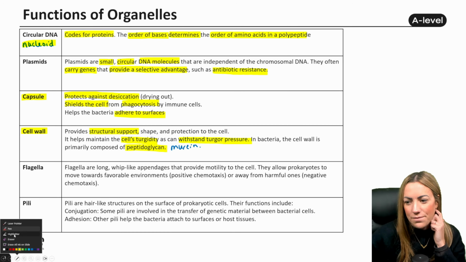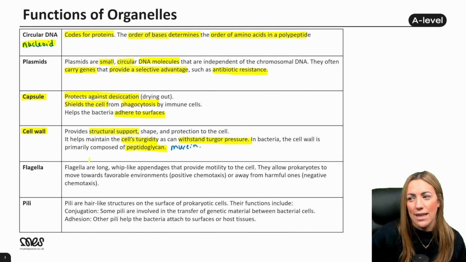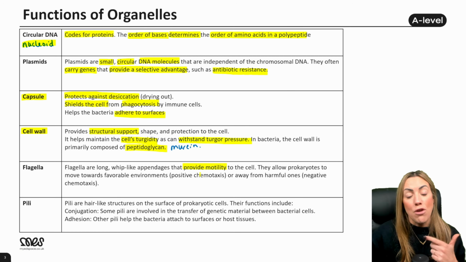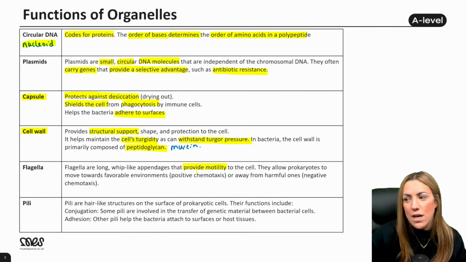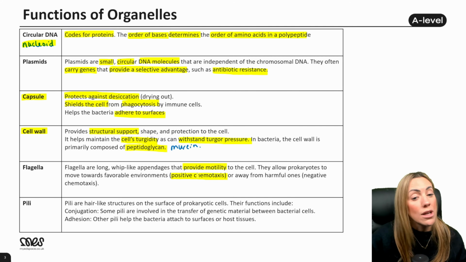Let's move on to the flagella. Again, not all bacterial cells have flagella, but they are long whip-like appendages. They provide motility, so it makes the prokaryotic cell able to move. For example, they can show positive chemotaxis, which is something you'll learn about in year 13.